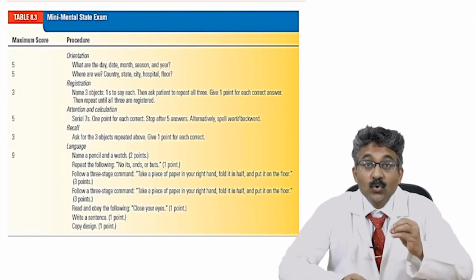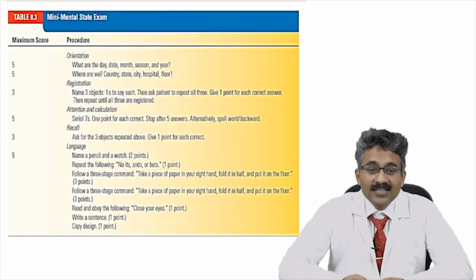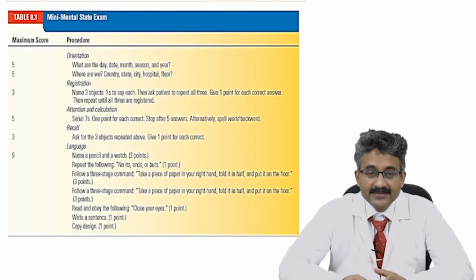First is orientation. In the orientation, you will ask what are the day, date, month, season and year. Each one will get 1 point, that is 5 points. Then, where are we? Country, state, city, hospital, floor. Each will get 1 point, so that is 5 points. This is orientation.